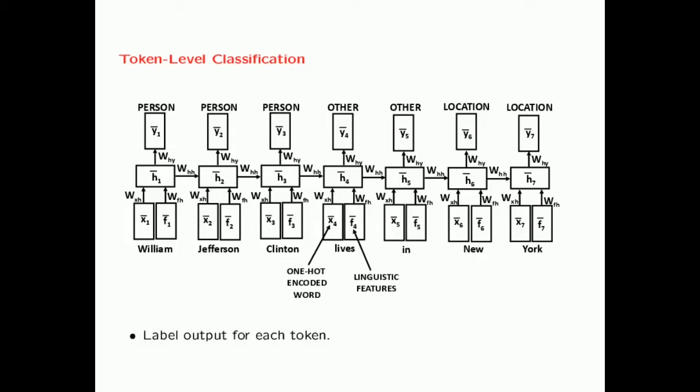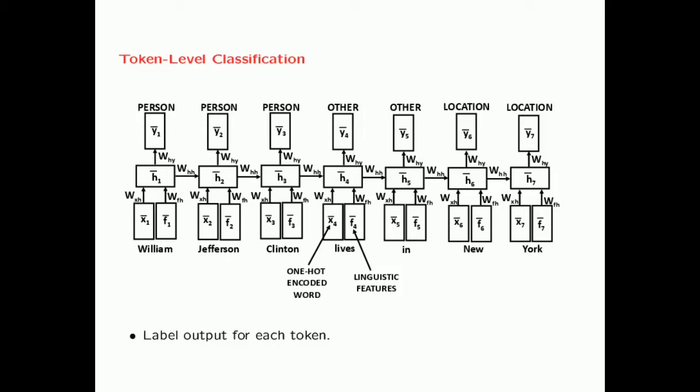And then in some applications, you have token level classification, where for each word in the sentence, you have a class label. This occurs often in applications such as information extraction. So here you have a sentence, William Jefferson Clinton lives in New York. William Jefferson Clinton are tokens representing person, lives is a token of type other, in is a token of type other, and then New is a token type location, and York is a token type location.